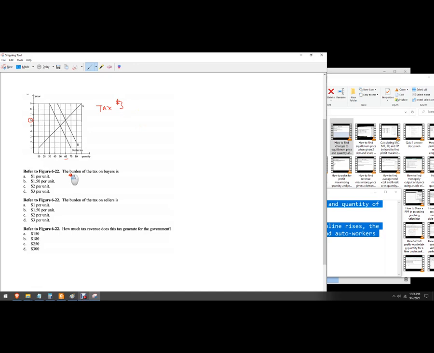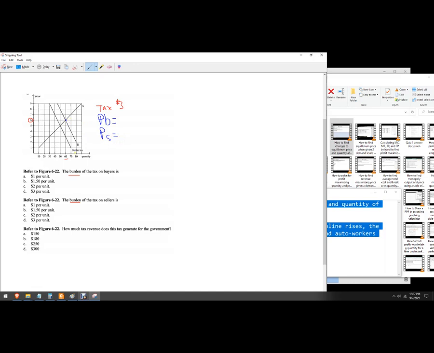Now, that's not what this is asking. This is asking about the burden of the tax. So this is what share of the tax is paid by the buyer and what share of the tax is paid by the seller. So to do this, it's easier, I think, to say, okay, what is going to be the price that the buyers will pay, and what's going to be the price that the sellers will keep? Because when we were at equilibrium, it's going to be 6 and 6. There's no tax, but now there is a tax.